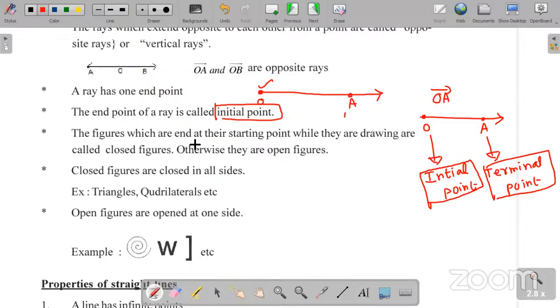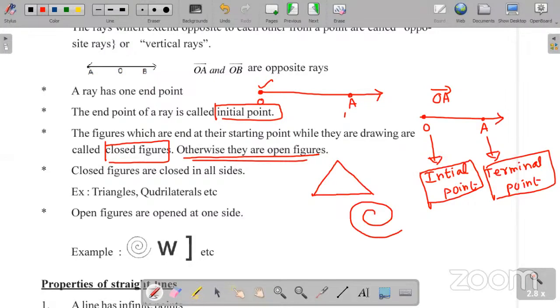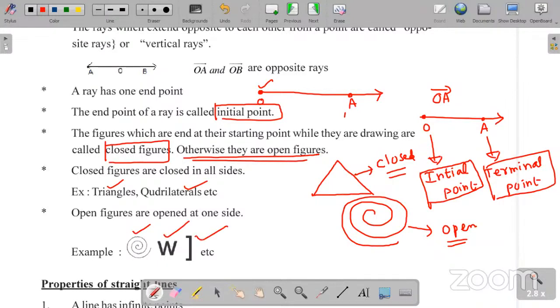Okay. The figures which end at their starting point while they are drawn are called closed figures. It's very important. Otherwise, they are called open figures. For example, if you draw a figure like this, it is a closed figure. If I draw like this, this is an open figure. Actually, figures are of two types, closed figures and open figures. Triangles and quadrilaterals are closed figures. For example, this is an open figure. This is also an open figure. This is also an open figure. Clear?